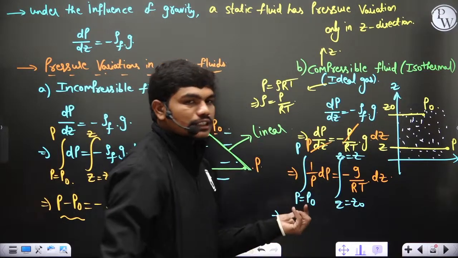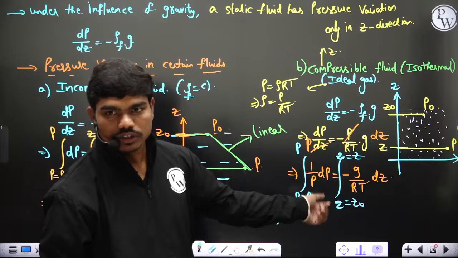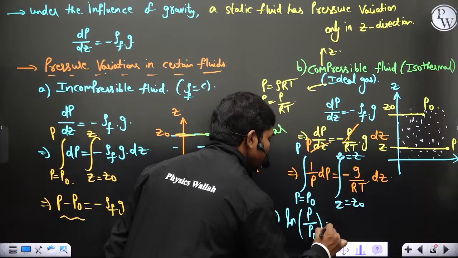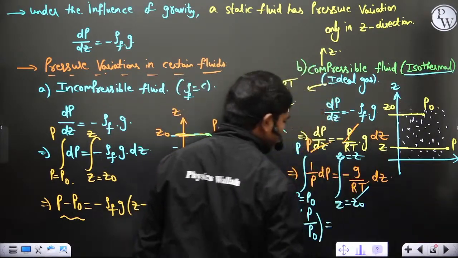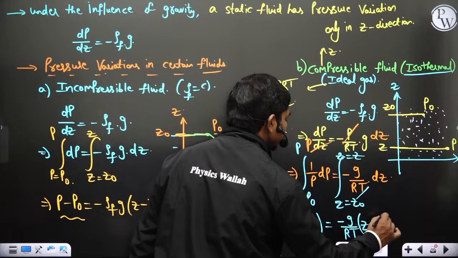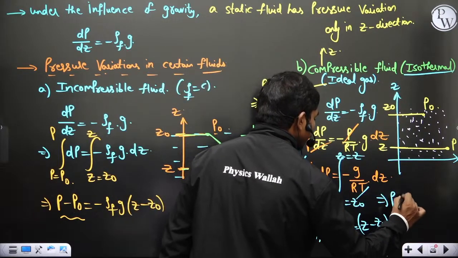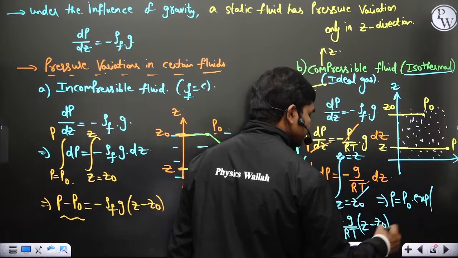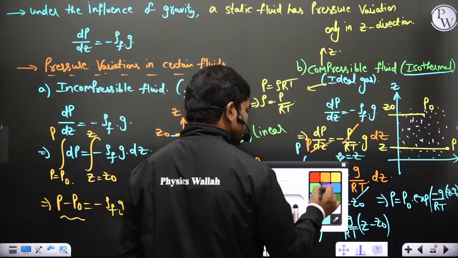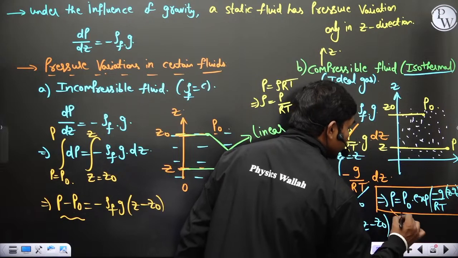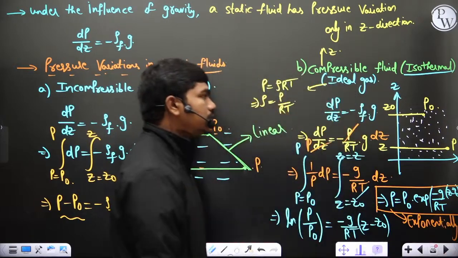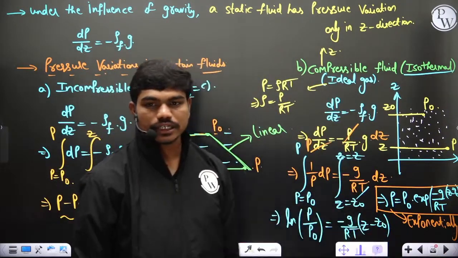If you do this integration, the integral of 1 by P is log P minus log P0. So log P by P0, since log A minus log B is log A by B. So this gives you ln P by P0 is equal to, now this T is constant because we have made this assumption, it is isothermal, so minus g by RT times Z minus Z0. This implies P is equal to P0 into exponential of minus g by RT into Z minus Z0. Means you can clearly understand that with respect to Z, pressure varies exponentially.